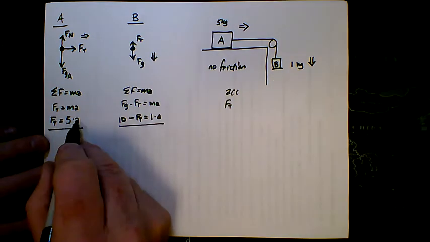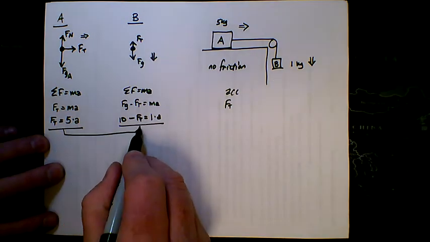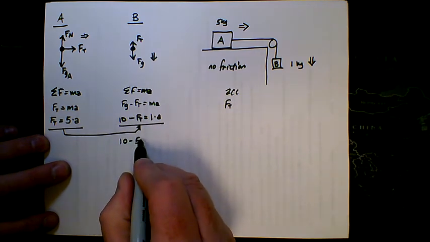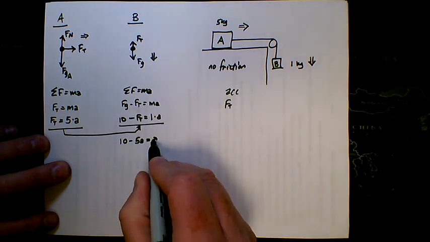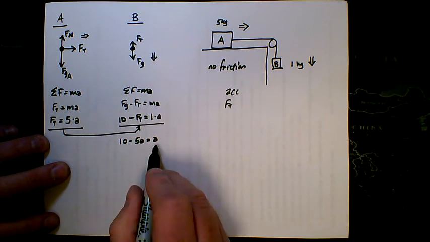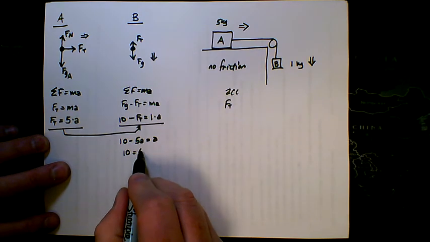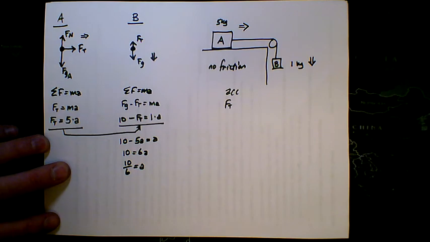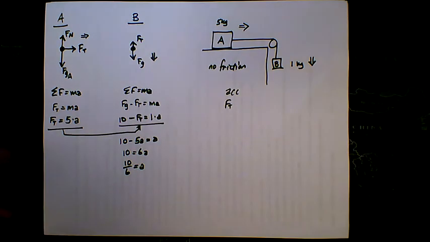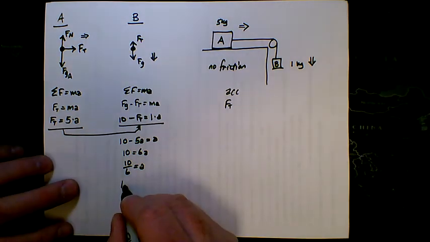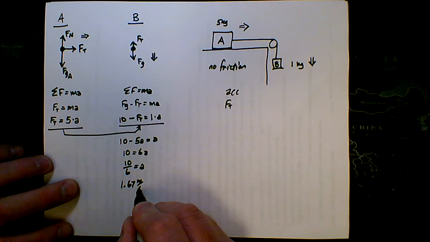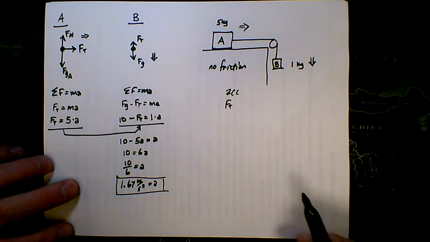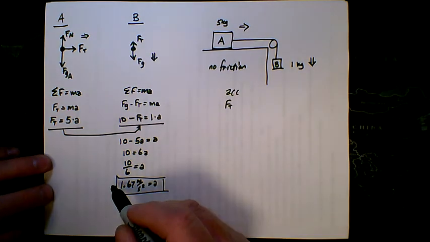And so, if the tension is equal to 5A, I can substitute that in over here. 10 minus 5A equals 1A. And then to solve, I add 5A to both sides. 10 equals 6A. 10 divided by 6 equals A. And so my acceleration is simply 10 divided by 6, or 1.67 meters per second squared. That's my acceleration. Okay? Now how do I find the tension?